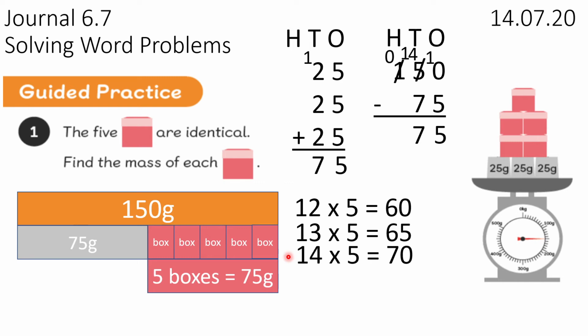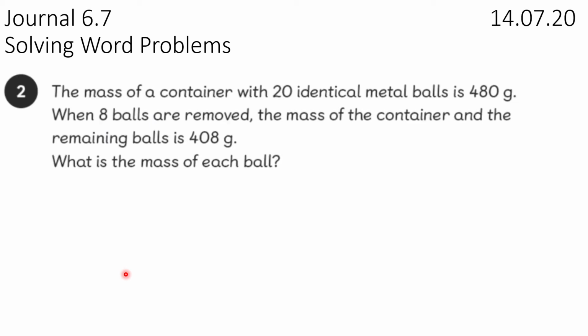60, 65, 70. Now next one, 15 times 5, 60, 65, 70, 75. Oh, that's how much we need. So if we know 15 times 5 is 75, the inverse or opposite of that, 75 divided by 5 equals 15. So then we know that each box is worth 15 grams. Okay? Now question number 2, we only have 2 questions today because they are quite tricky.